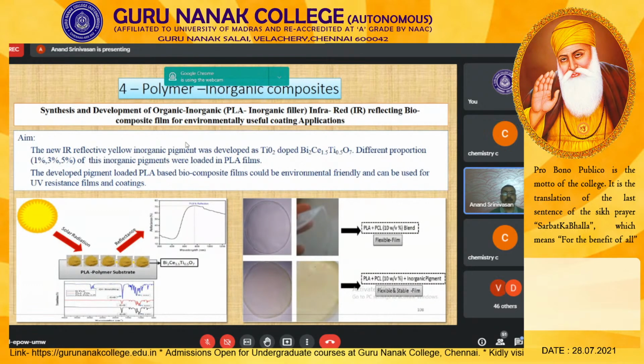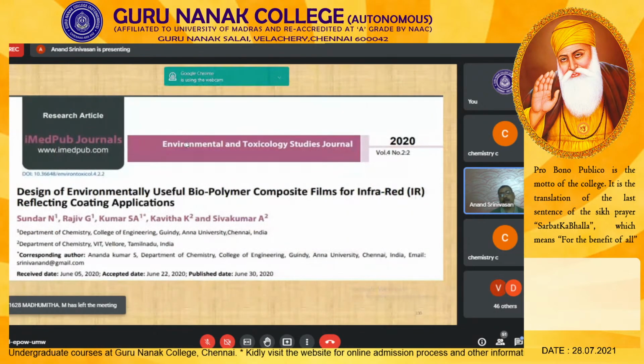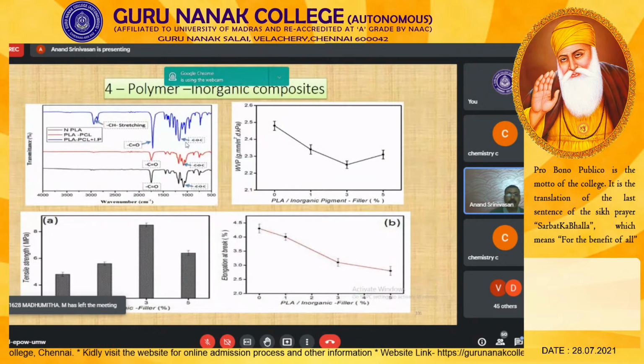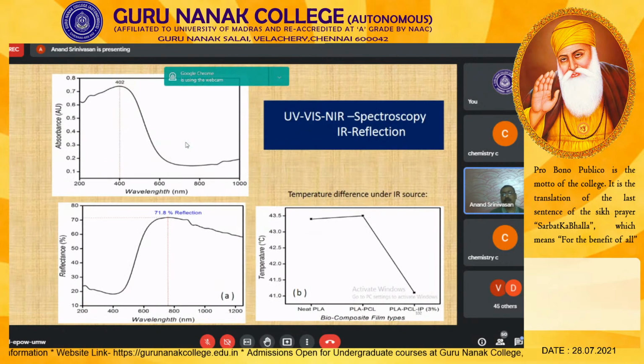So inorganic pigments can be impregnated with the PLA. We made IR reflective films. And this paper was published in an open access journal in the year 2020. Okay, so again, we did the characterization by means of your IR, and then we also measured the absorbance. You can see the temperature is substantially reduced. So these films can be applied as a film over your car windows, because during summer and all you will encounter a lot of heat.